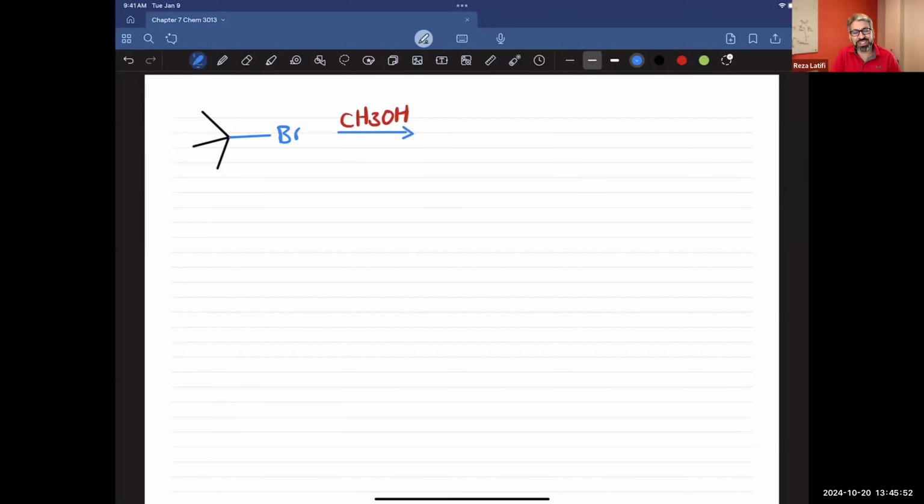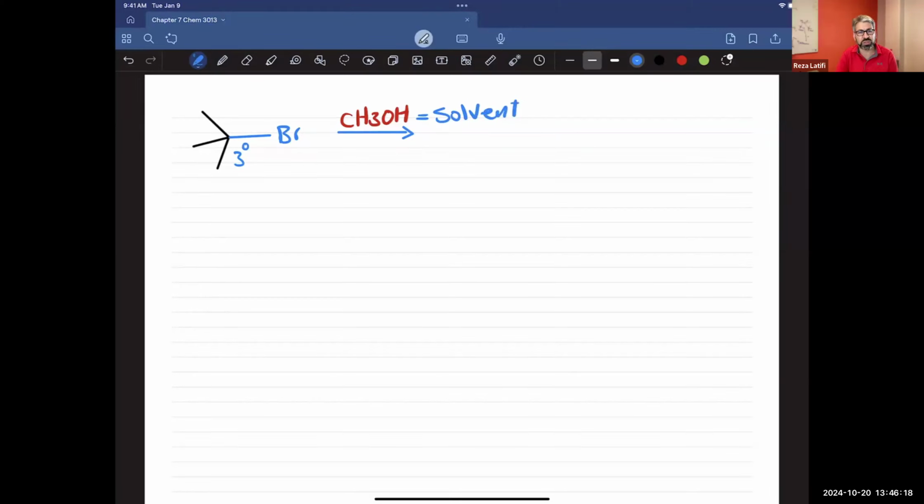Welcome back. In the last lecture, I just touched on the SN1 and E1 chemical reactions, and in this lecture, I'm going to try to go more in depth and show you the details of the mechanism. In this case, we have a bromide attached to a carbon, and our carbon is a tertiary carbon, and the solvent is methanol. So this is going to be our solvent.